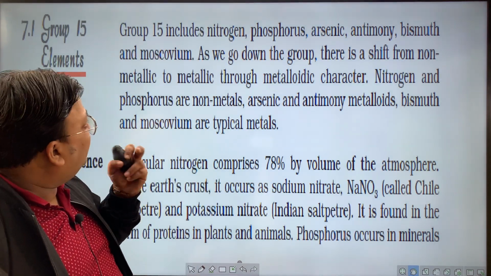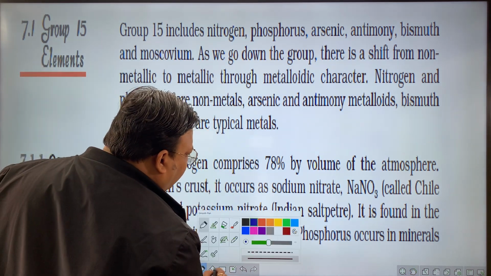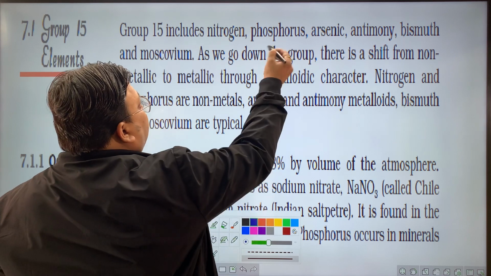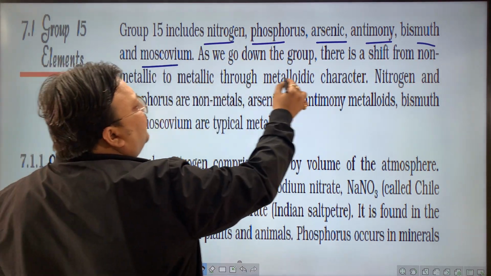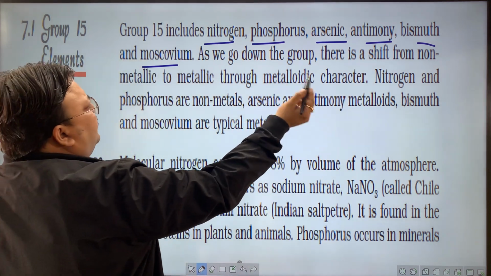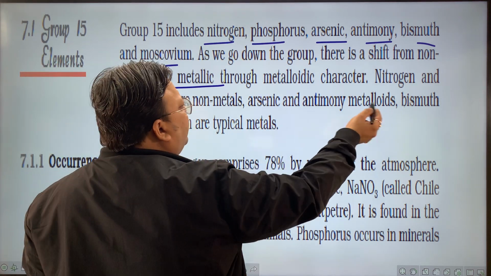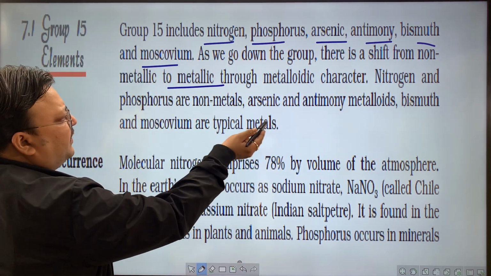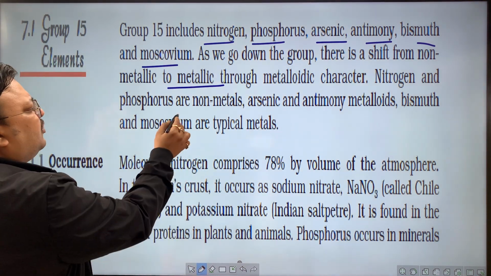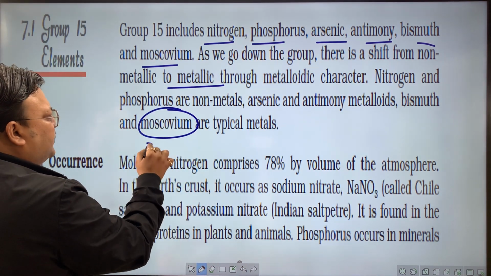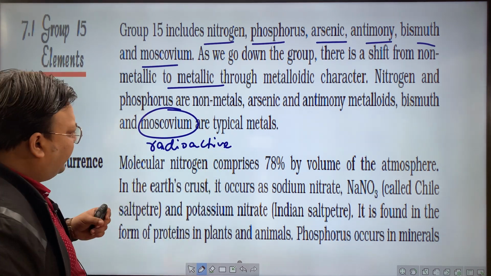We'll want to check whether this information is there in NCERT or not. Now this is the picture of NCERT. So a few facts which we'll want to highlight, and we have already seen. The members are nitrogen, phosphorus, arsenic, antimony, bismuth and moscovium. Moving down the group, there is a tendency to get more metallic through metalloid character. Nitrogen and phosphorus are non-metals. So again, we have seen these properties. Arsenic and antimony are metalloids. Bismuth and moscovium are typical metals, although moscovium is radioactive. A lot of properties of moscovium are not determined.